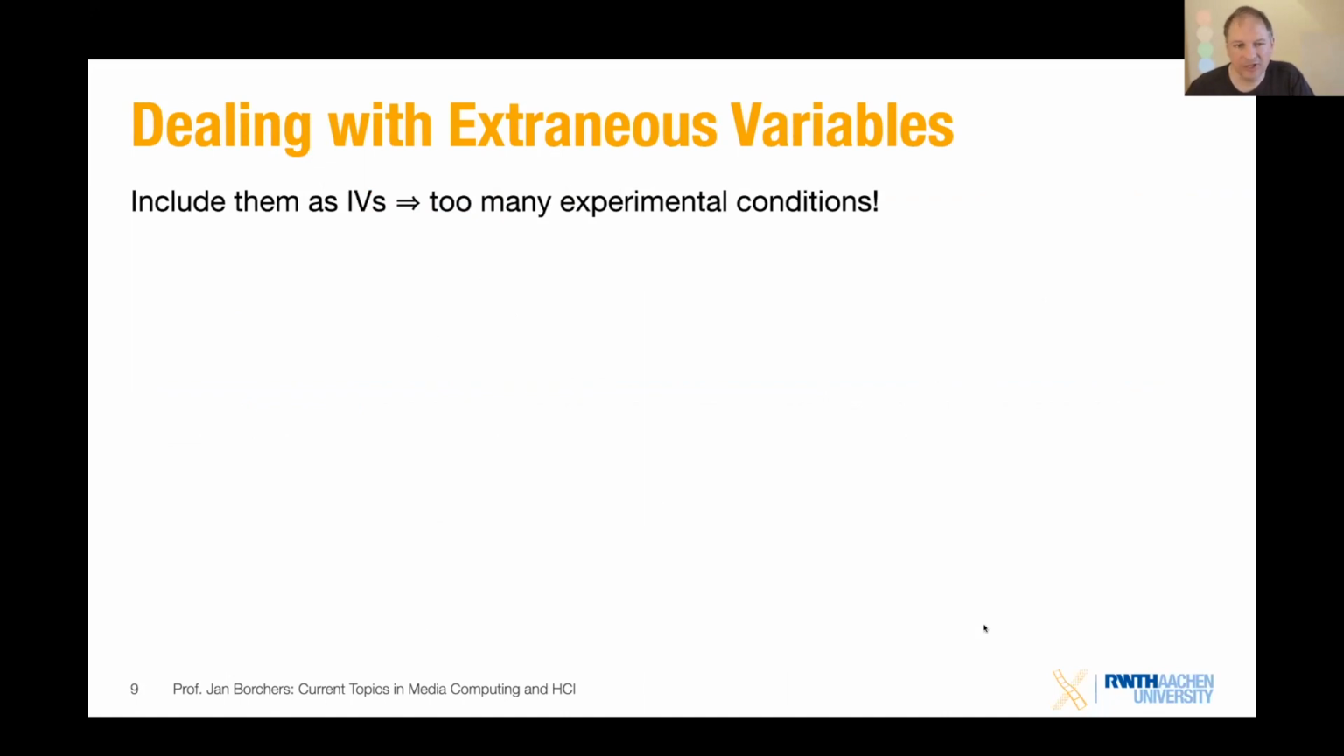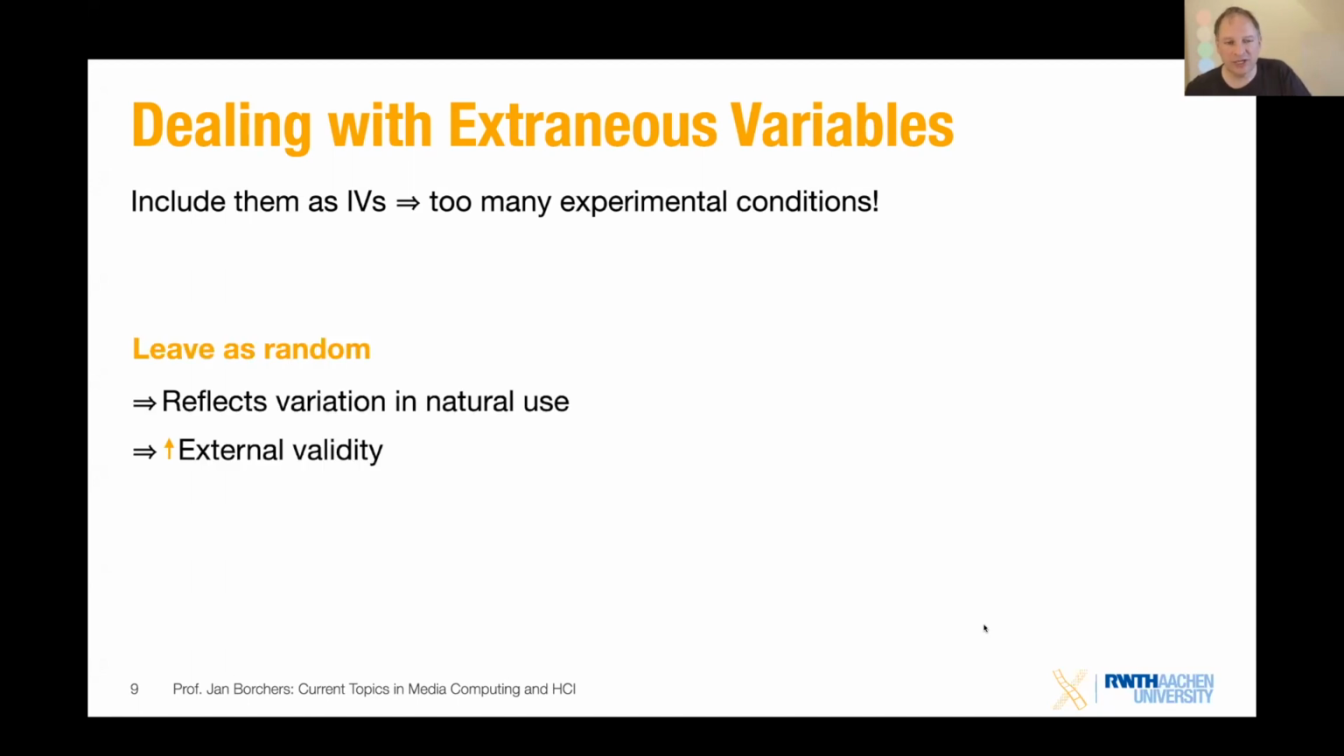Now, I said earlier that one of the ways to deal with extraneous variables is to change them in a controlled way, which means you make them an independent variable, right? And I also mentioned that can lead to the problem that you end up with too many experimental conditions, right? That's one challenge. The other challenge is if you leave them as random, it may reflect the variation in natural use, which raises your external validity, but it brings down your internal validity, right? Because you no longer have that clean-cut, super controlled situation.